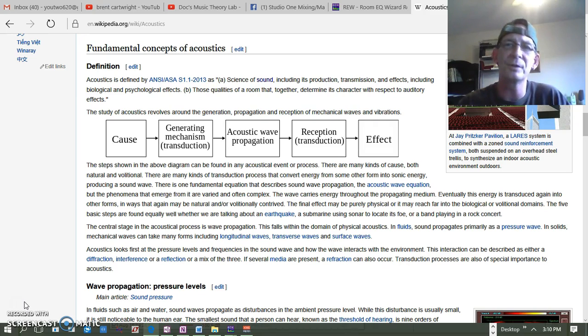And secondly, most of the time when I hear people talking about acoustics in recording, mixing and mastering music, a lot of times they'll be talking about those qualities of a room that together determine its character with respect to auditory effects. I'm not going to say that's all the time, but a lot of times. So when you hear somebody talking about acoustics, if they're talking about the science of sound, its production, transmission, the effects, how sound affects different things, or how different things affect sound, that whole concept is huge.